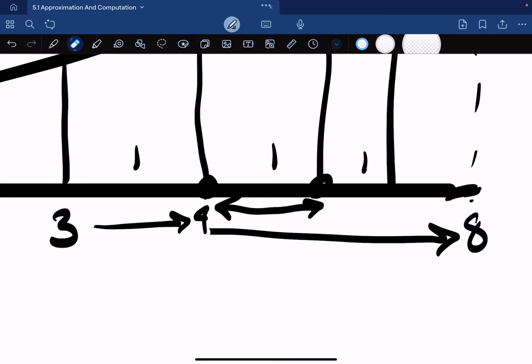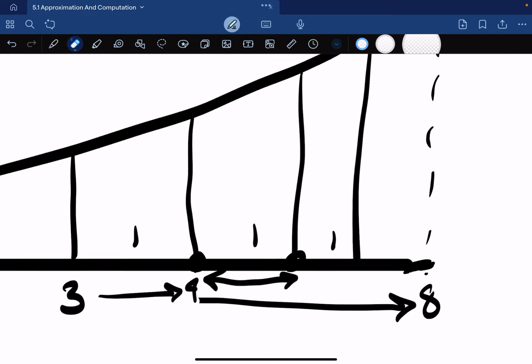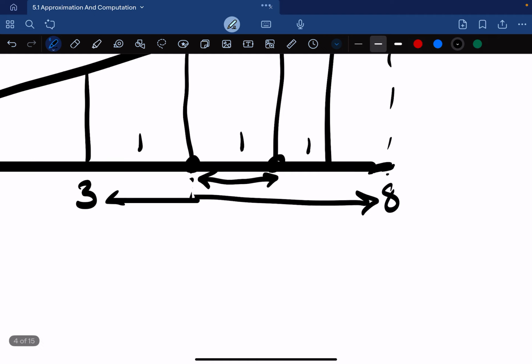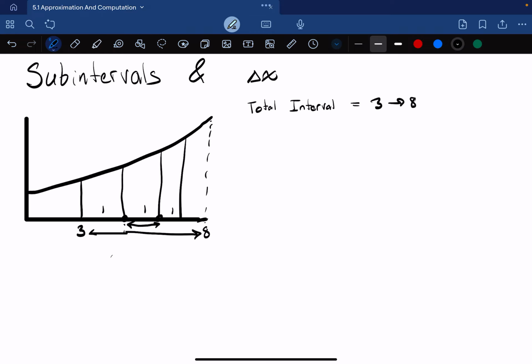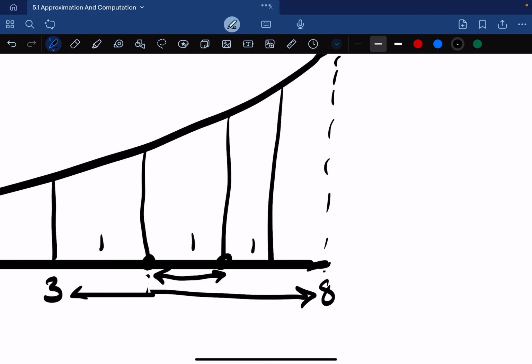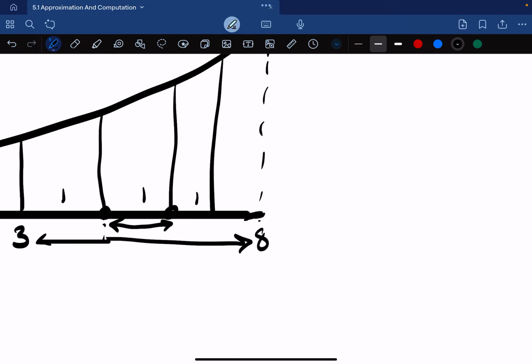That is just an assumption, but it's an example and how I'm going to start explaining this. Each subinterval simply refers to the start and end point of each of the rectangles. So once again, just to quickly go over what we covered, the 3 to 8 is the total interval, and each of the different intervals within this total interval that make up all the rectangles are subintervals.